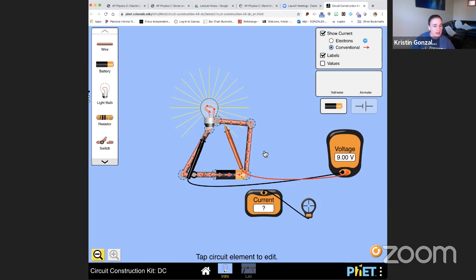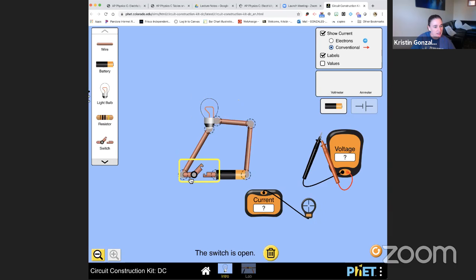Also 9 volts, right? Okay. So if I were to just real quickly here, let's open this back up, cut this open. Let's add in one more light bulb. All right, and let's close this again.